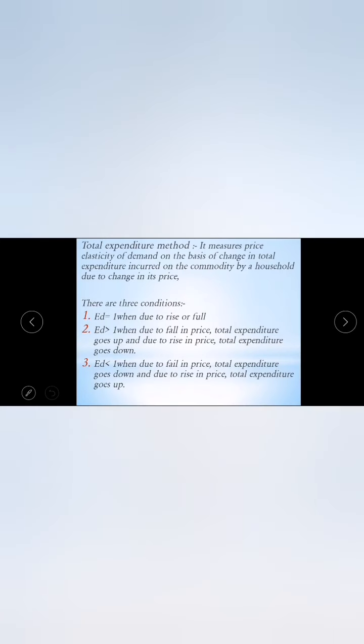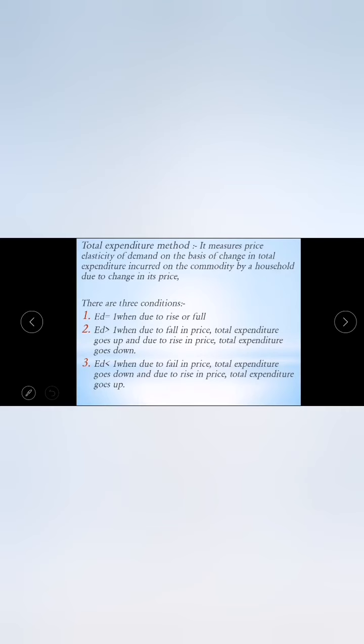Next we'll move to the total expenditure method. It measures price elasticity of demand on the basis of change in total expenditure incurred on a commodity by a household due to a change in its price.